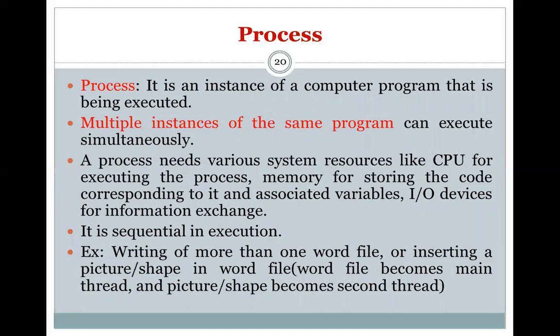Process. A process is an instance of a computer program that is being executed. Multiple instances of the same program can execute simultaneously. A process needs various system resources like CPU for executing the process, memory for storing the code corresponding to it and associated variables, and I/O devices for information exchange. It is sequential in execution. As an example, writing more than one Word file or inserting a picture shape in a Word file.